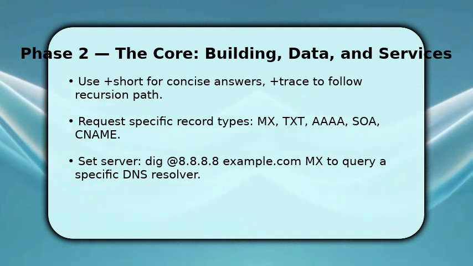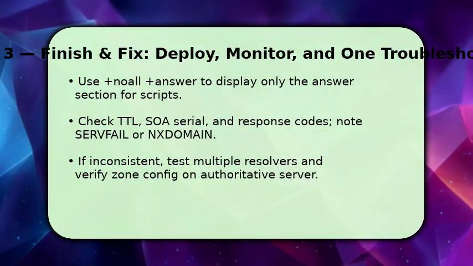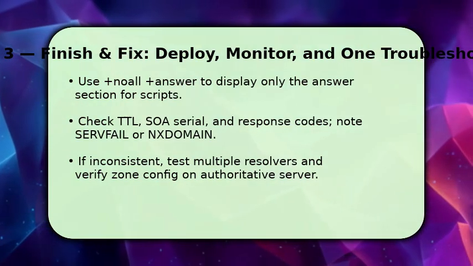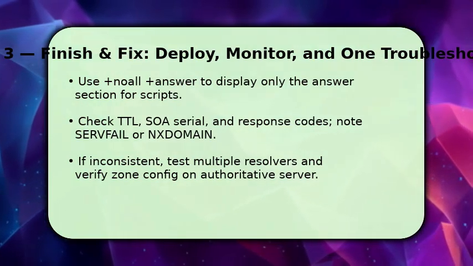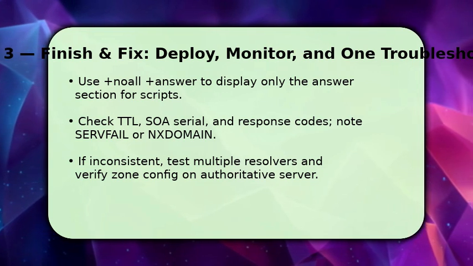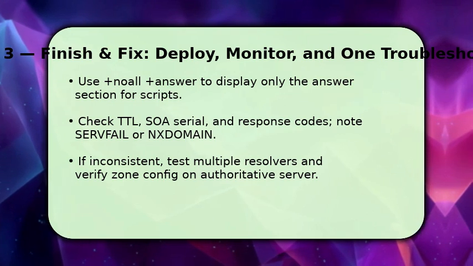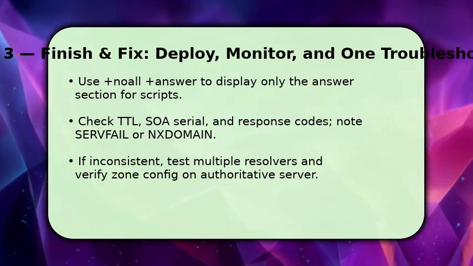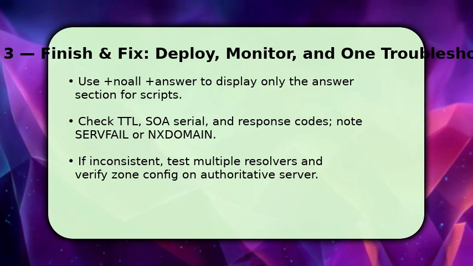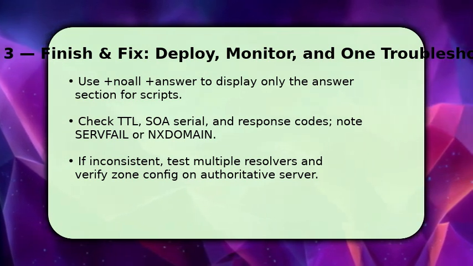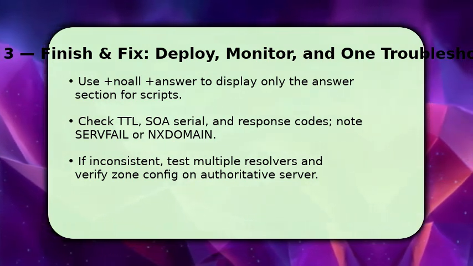You finish by extracting the precise data you need for automation and diagnosis. Use +noall +answer to output only answers, and check TTL and SOA serial to confirm propagation state. Look at response codes. SERVFAIL or NXDOMAIN tells you where to dig further. If results vary, query multiple resolvers and target the authoritative server with dig @ns1.example.com example.com SOA to validate zone config.